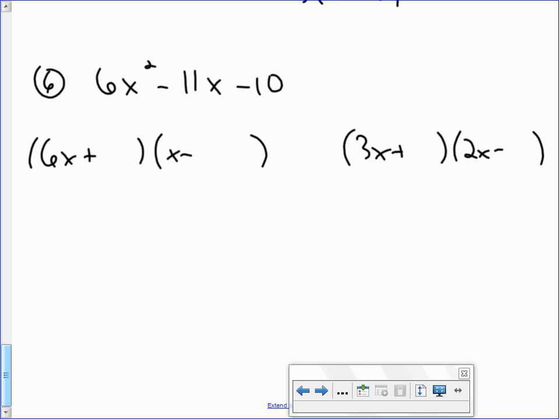So what are the only reasonable things to guess for 10? 10 and 1 and 1 and 10. Don't forget to consider switching them. 5 and 2 and 2 and 5. And you have that same list over here. 10 and 1, 1 and 10, 5 and 2, 2 and 5.